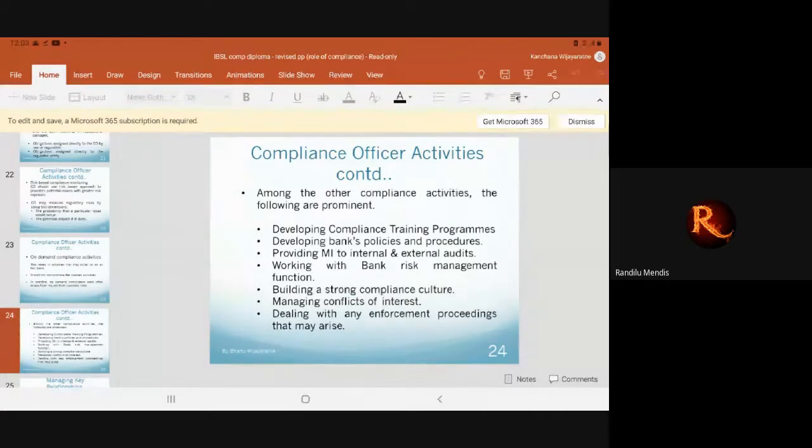Right? Building a strong compliance culture. So obviously, when you do this, all this put together, very well knitted, to bring the final product out, you will see that automatically a strong compliance culture will be created within the organization by putting all these acts together.